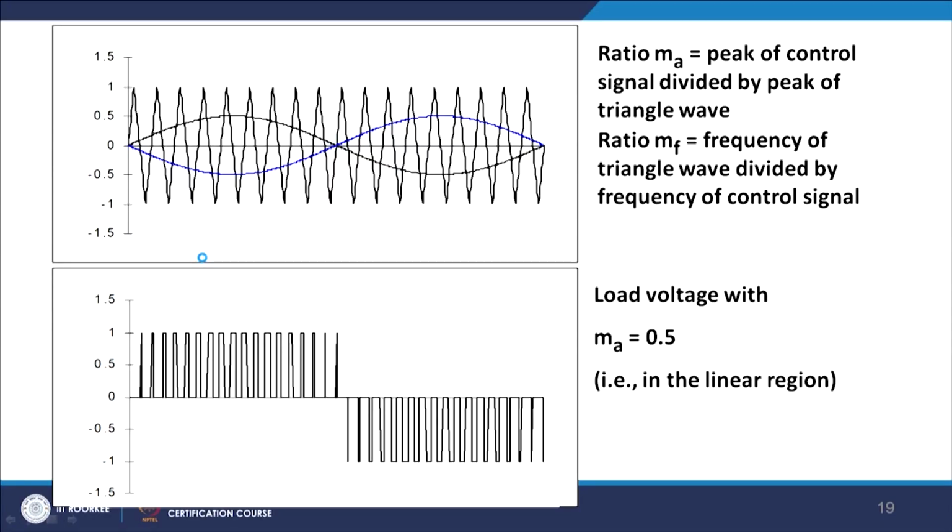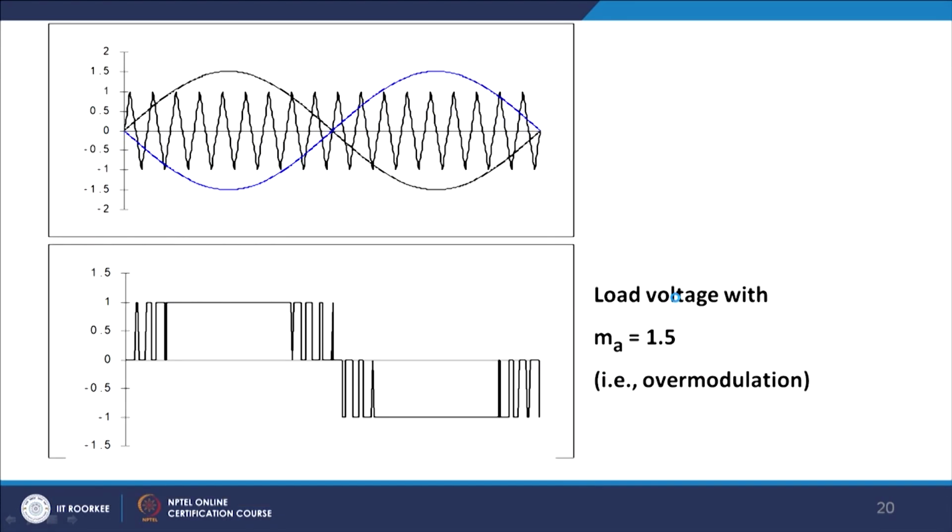So, you require a very small inductor or low pass filter to eliminate these high frequency ripples. This is the PWM waveform that will be generated, and I am assuming the value of M_a as 0.5, which means it is in the linear region.